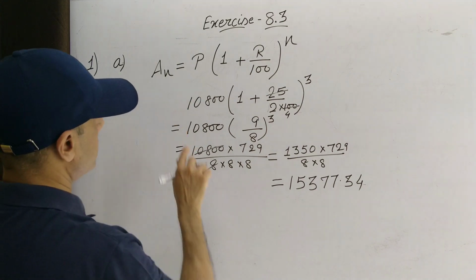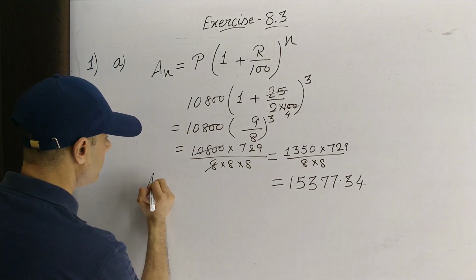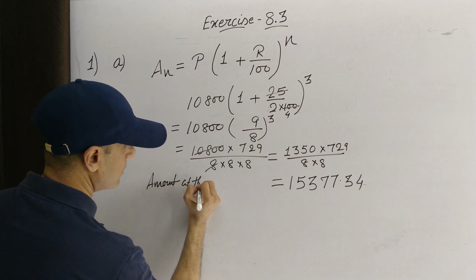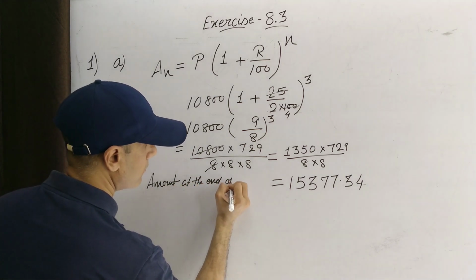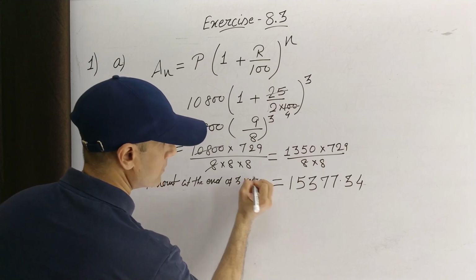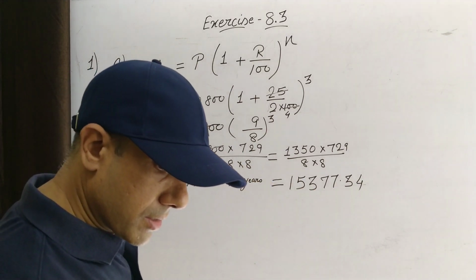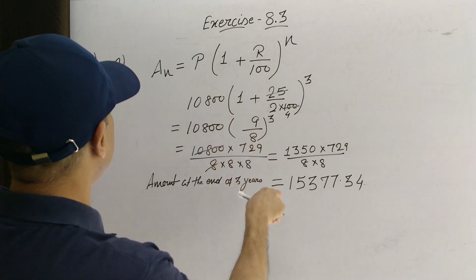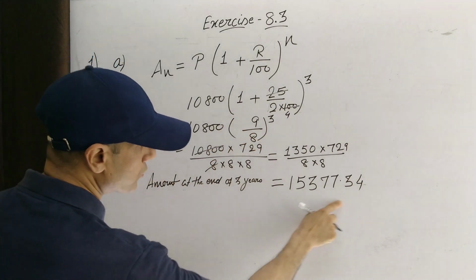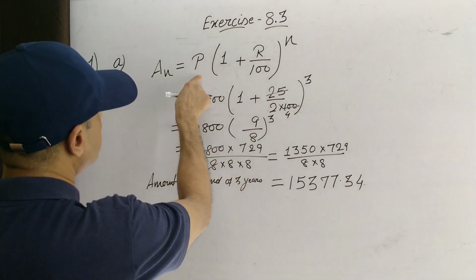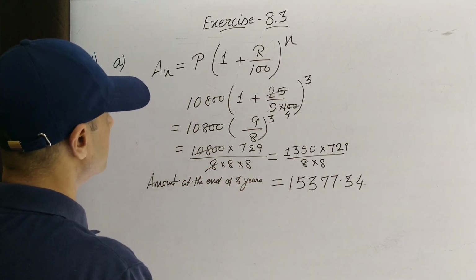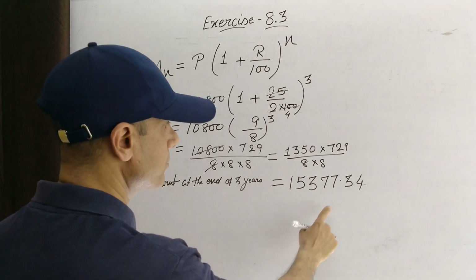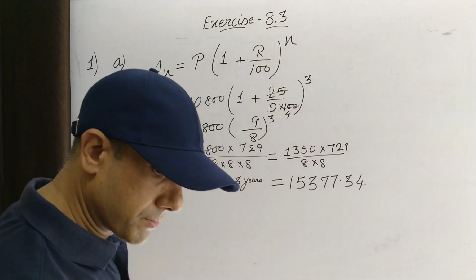So this is A n. In this case, the amount at the end of 3 years is this much. And we also have to find out the interest. So this is the total amount. This principal amount, that is 10,800, will become 15,377 rupees and 34 paise after 3 years.